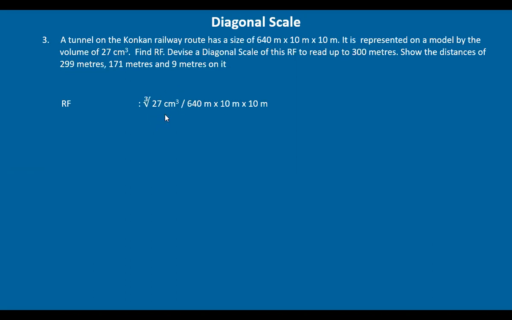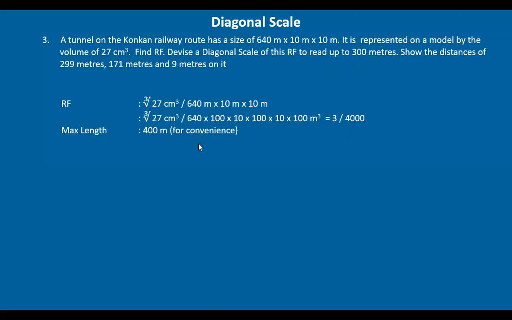Here we have the representing element and the original element. These are in centimeters, these are in meters. Convert them into centimeters, each one converted into centimeters. And getting the cube root, you get this as RF. So we got the RF. Now, maximum length. The distances given are 299 meters, right? To read up to 300 meters, the maximum length is also given.